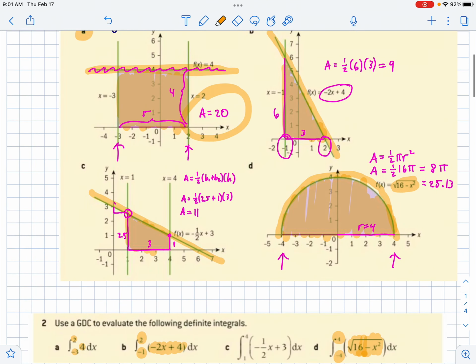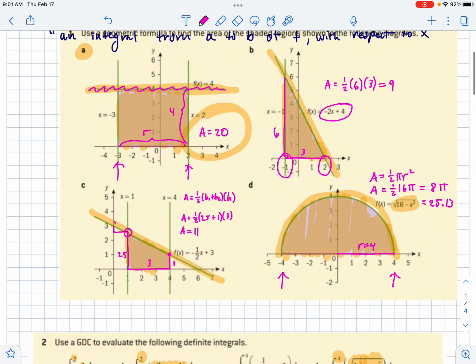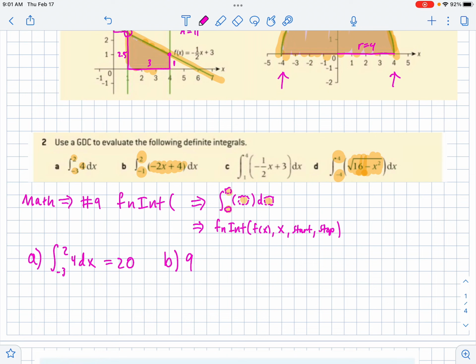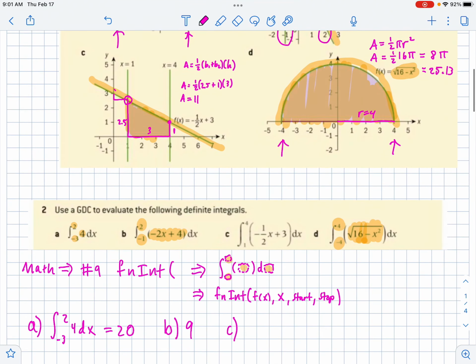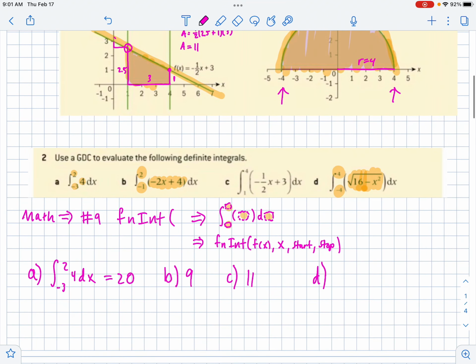If I go back up here, look, the area was 20. If you plug part B into the calculator, I believe part B is 9. Part C, if you plug it into your calculator, which you should definitely try right now on your own: grab a calculator, plug some of these in, and see what they equal. For C, we should get 11, if I did my math right, and for D, you should get 25.13.